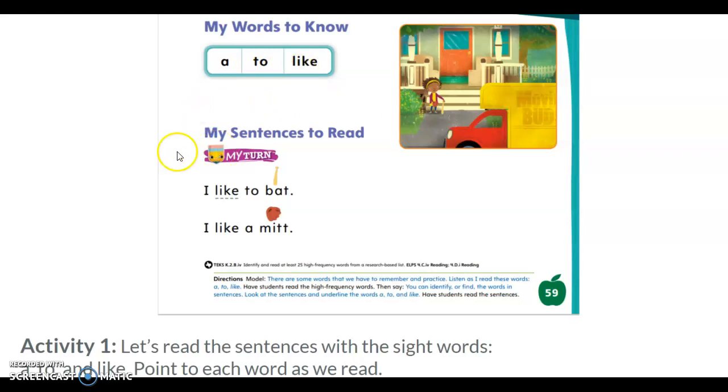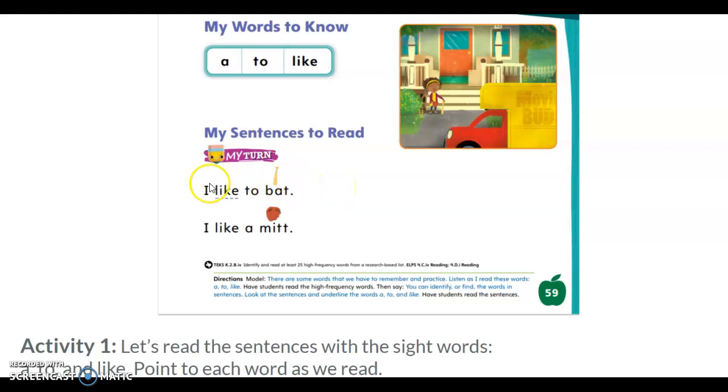Okay, here's your turn. It says, my sentences to read. These are words. When you put words together, they make a sentence. So follow along with me. I like to bat. I like to bat. And they are showing you a picture of a baseball bat.